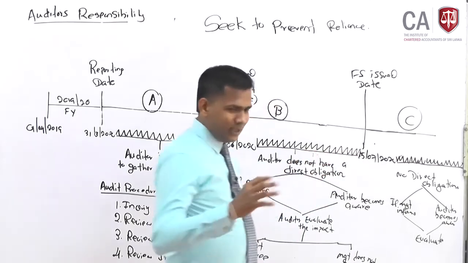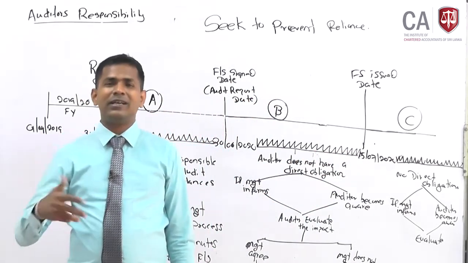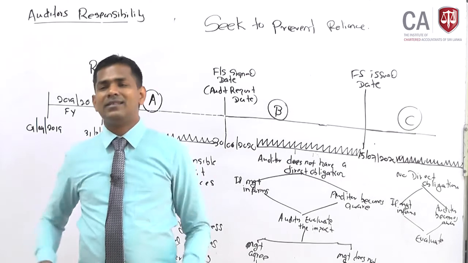If there is an incident, then you go and tell to the management, look here, you have issued the accounts to the public, so now you have to correct the finance statement.